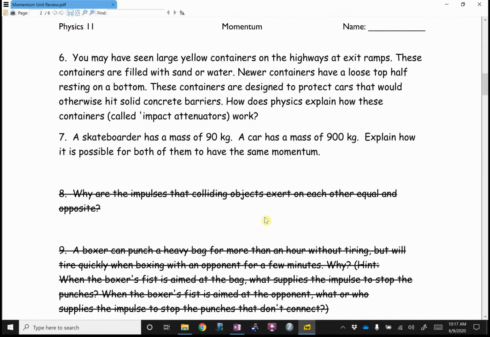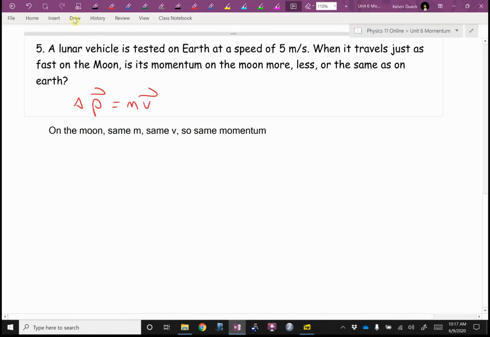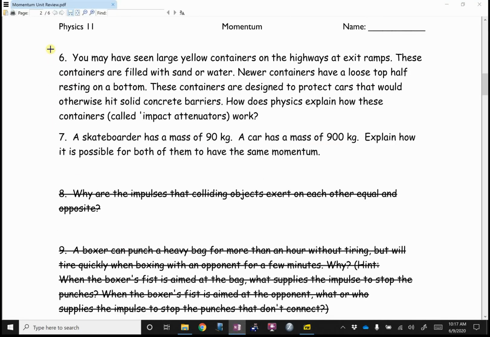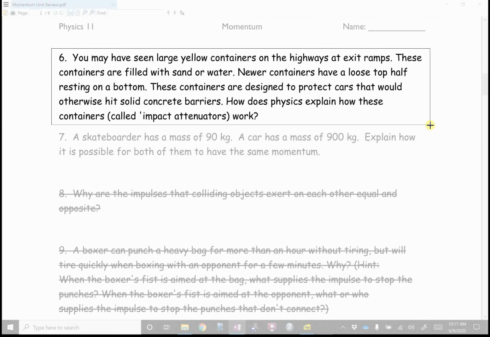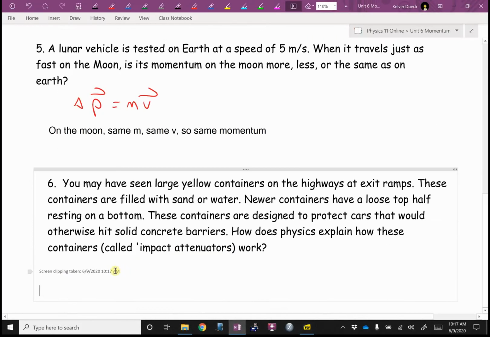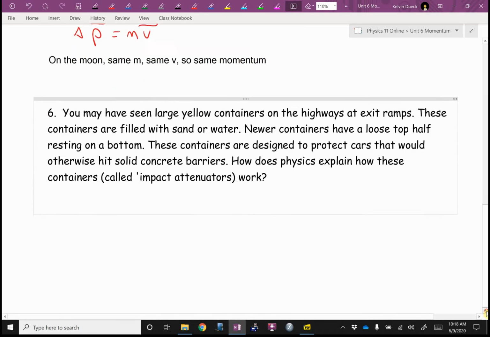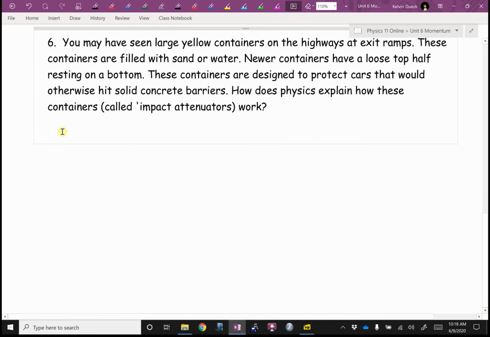Number 6. You may have seen large yellow containers on highways at exit ramps. In fact, there's some, I think, by the Pitt River Bridge. These containers are filled with sand or water. Newer containers have a loose top half resting on a bottom. These containers are designed to protect cars that would otherwise hit solid concrete barriers. How does physics explain how these containers, fancy word, impact attenuators, work?